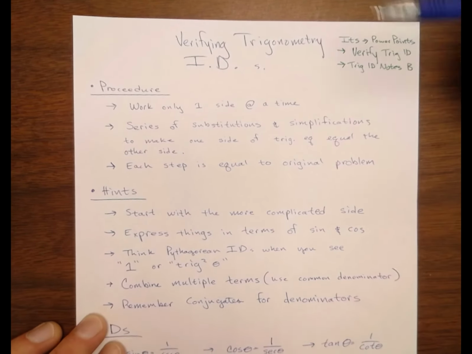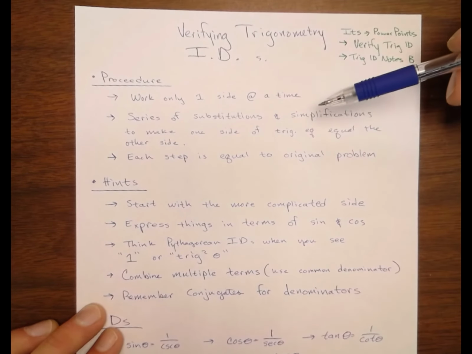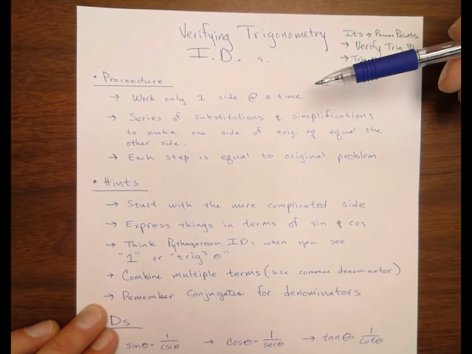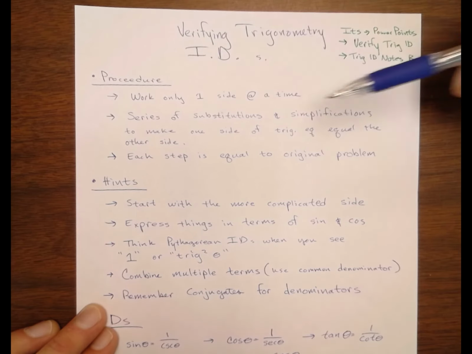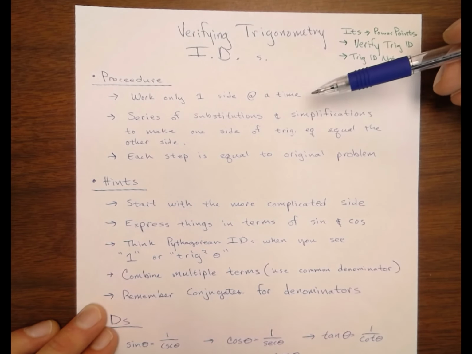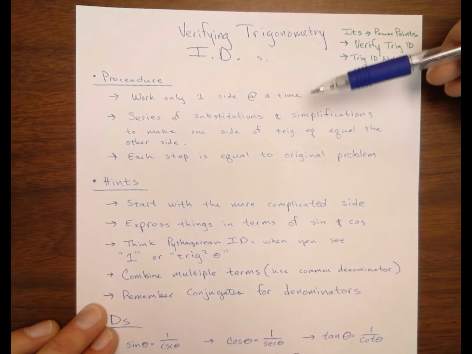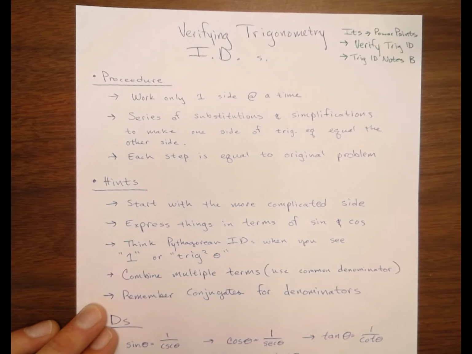Okay, so you only get to work one side at a time. You don't get to add something or subtract something to both sides of the equation. Very soon we'll be solving trigonometry equations, and you will get to do stuff then, but for right now, only work one side at a time.